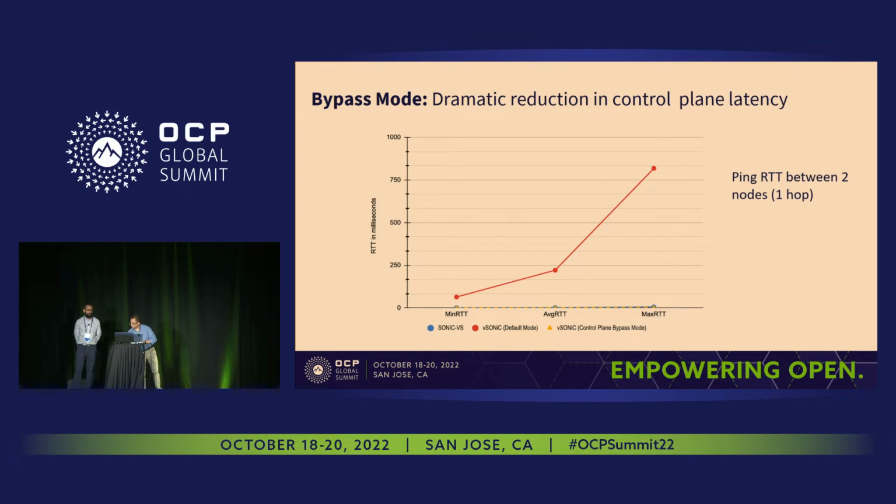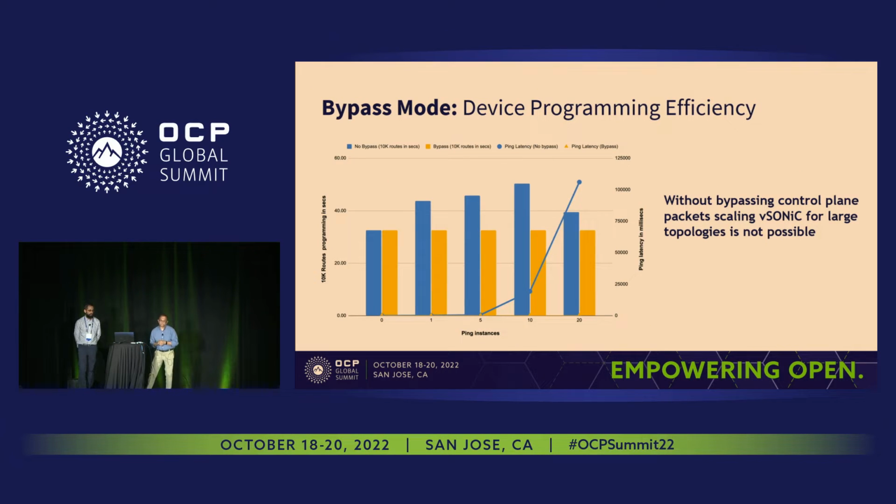So we did one more test with the bypass mode where we start programming the chip, meaning here the simulator, and then we also induce some control plane traffic and see if the bypass actually survives this test, right? As you can see on the y-axis, we are programming 10K routes, and it's the time taken to do that. On the x-axis, we have time measured for multiple instances of ping, just to induce some control plane. And then on your right, there's the ping latency in milliseconds, right?